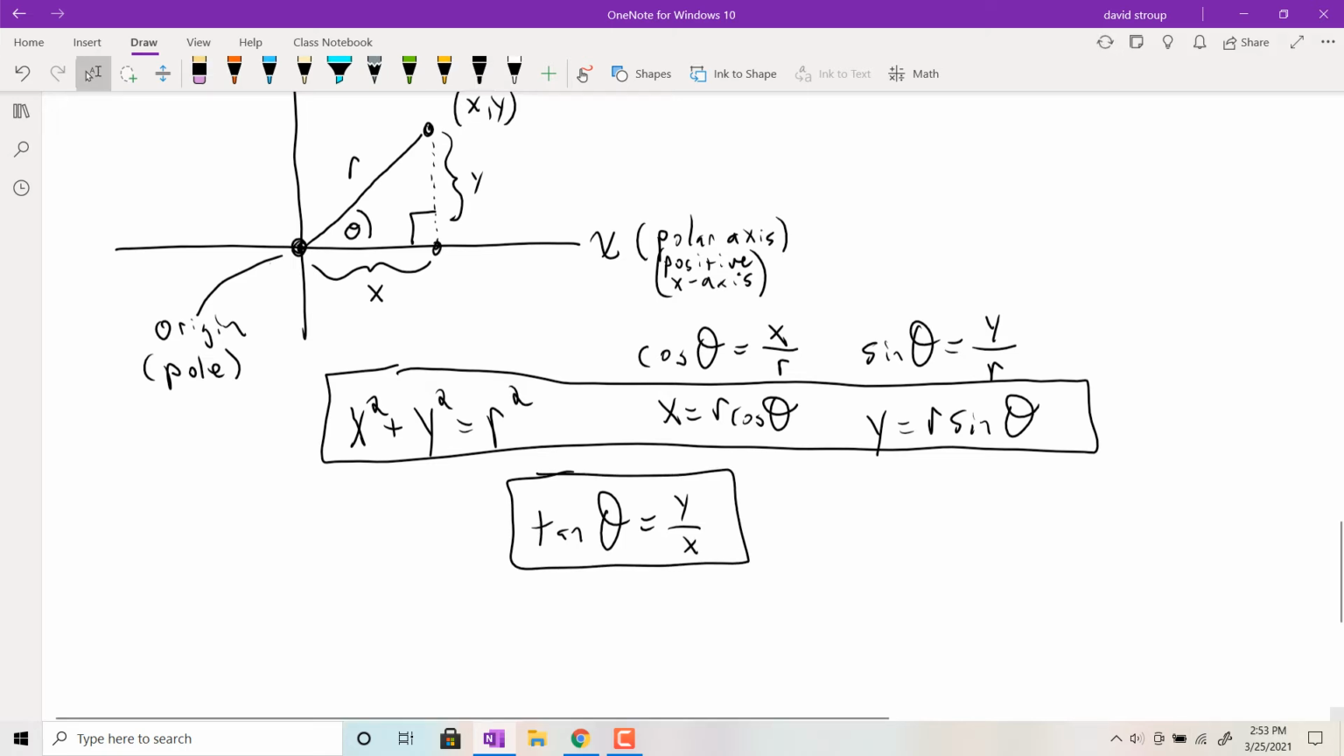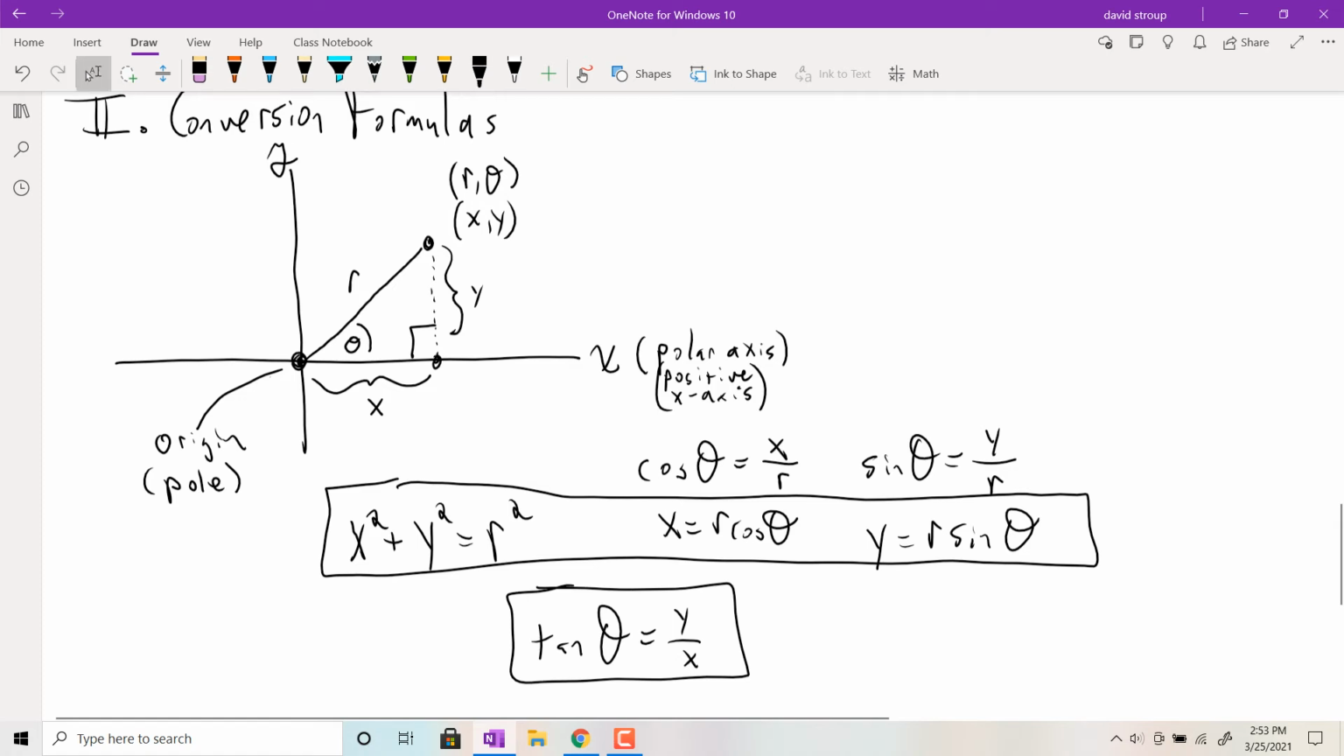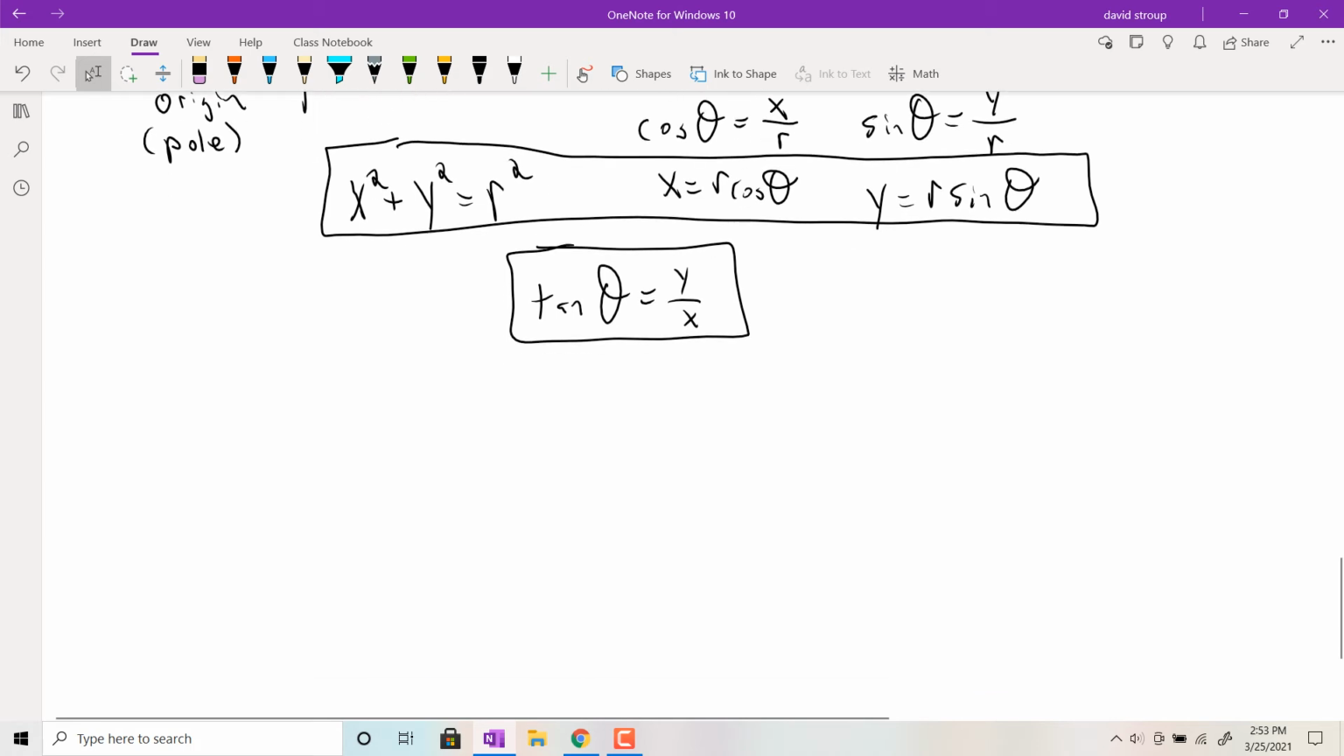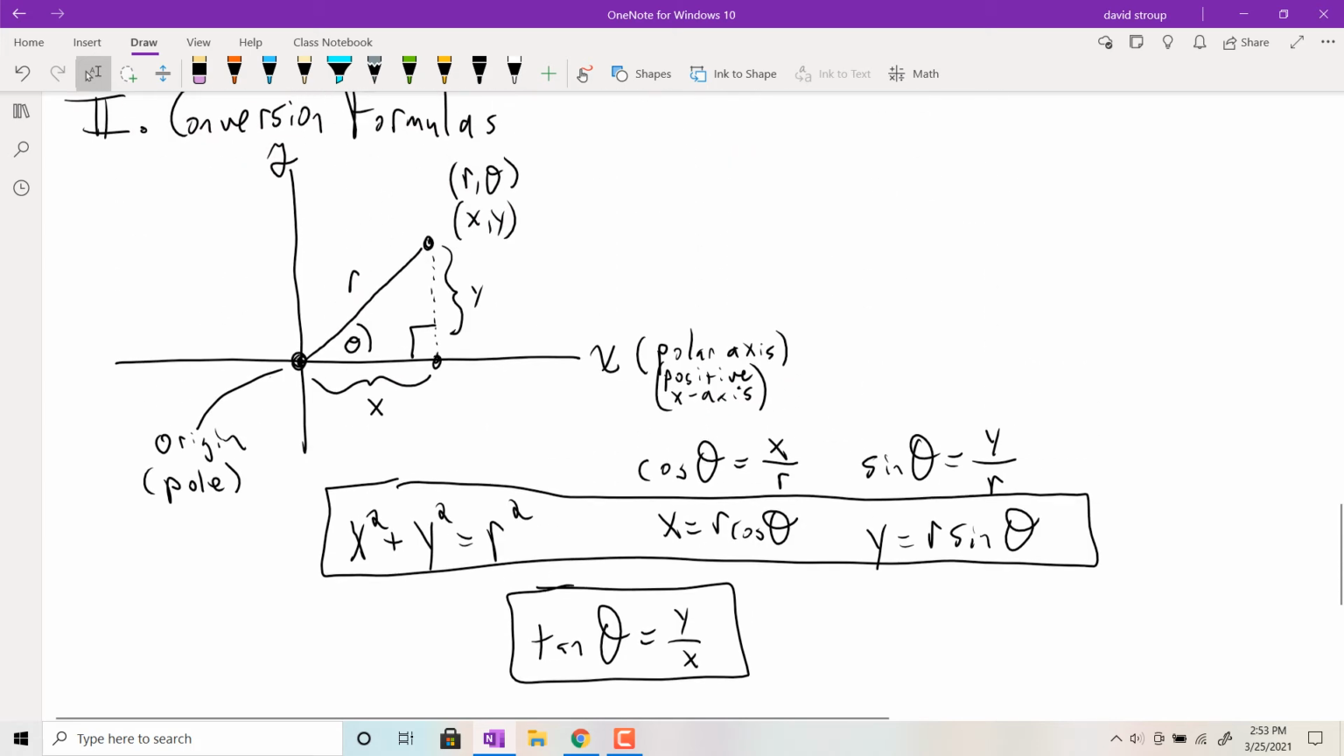You should be able to memorize all of that from this picture. If you could draw this picture, you should be able to figure out or remember these formulas. There should be no issue with having to memorize. So I think it's important to memorize this picture.